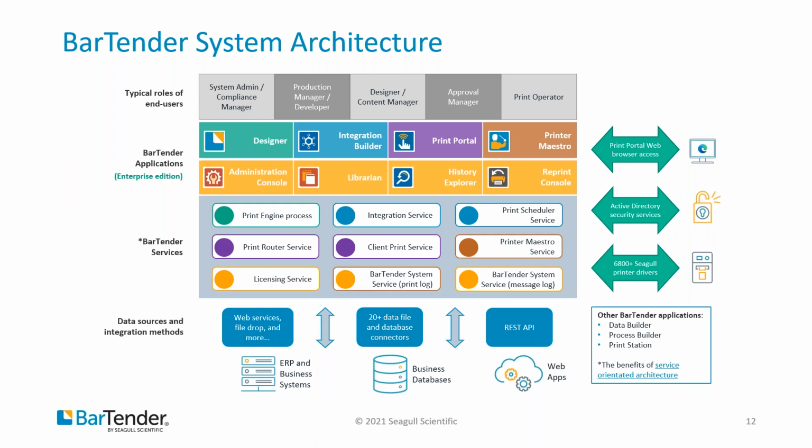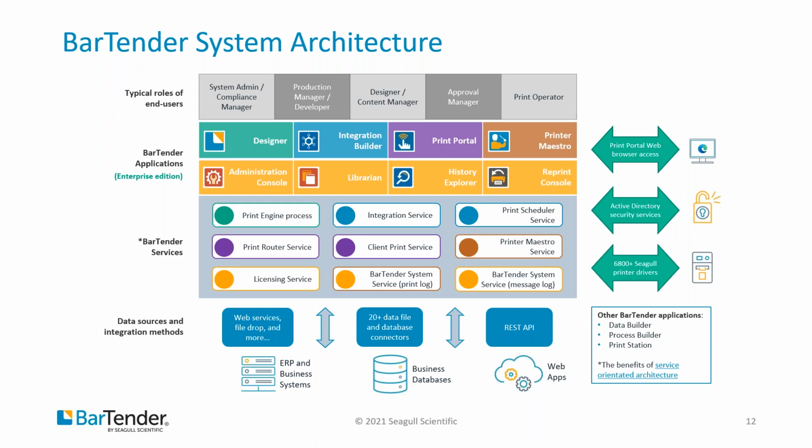Also, we have the licensing service, part of the license server, which is managing your software license and the number of printers that it's licensed for. The licensing service, which is installed with each BarTender installation, handles the communication between the BarTender instances.